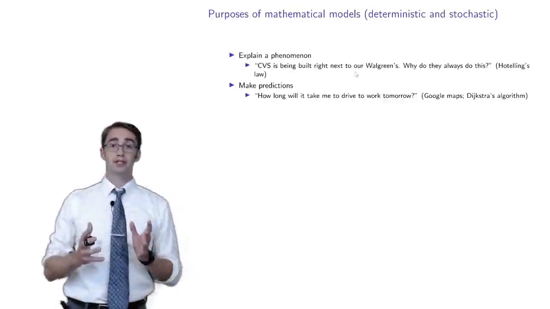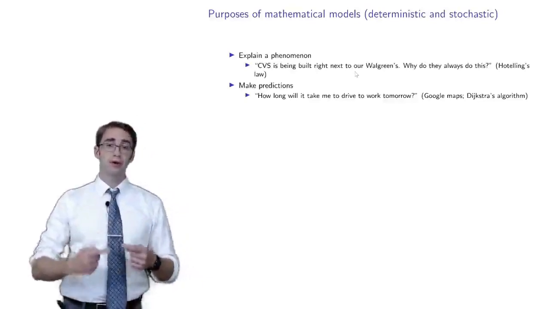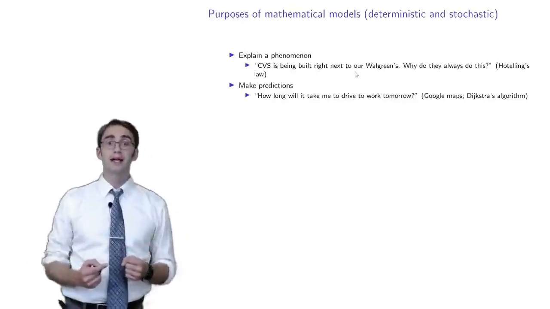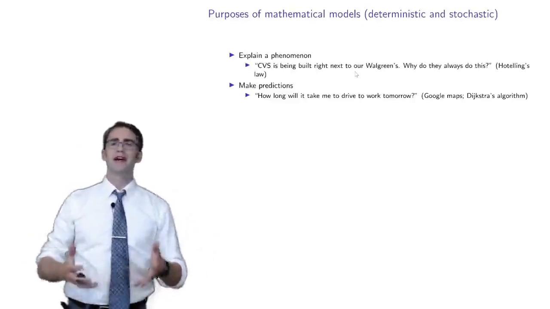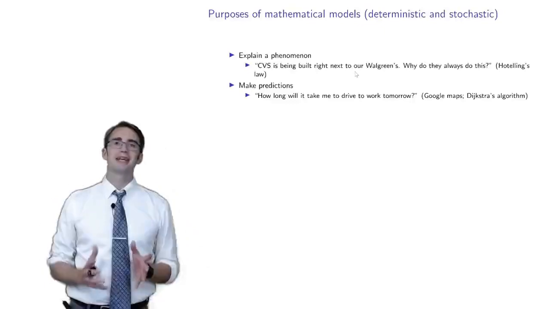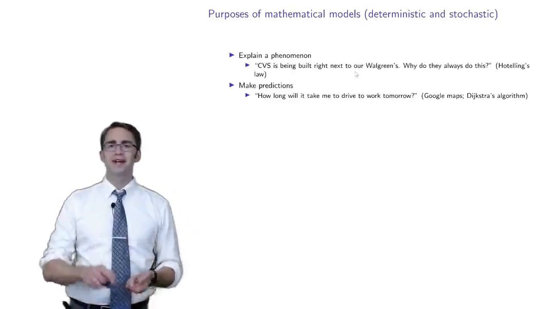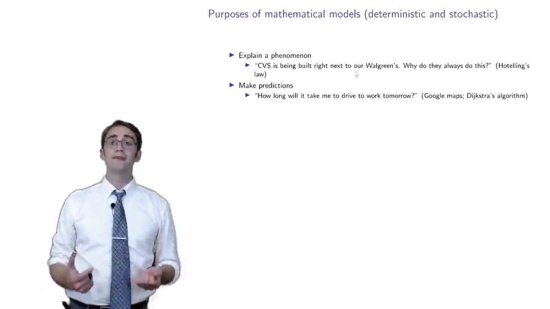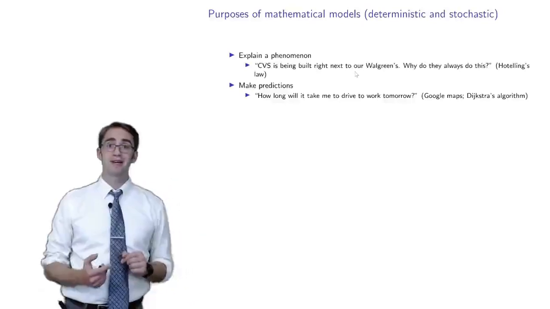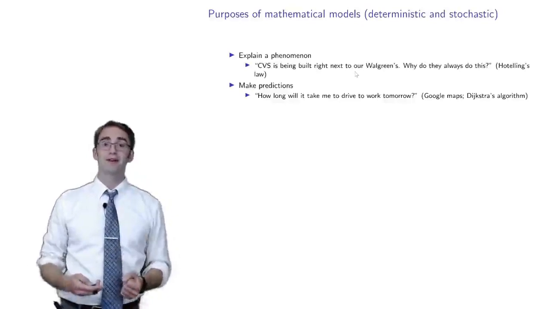You might want to make predictions. I might want to know, what do I think the future is going to be like? You might want to ask how long it's going to take you to drive to work tomorrow. Then you'd fire up Google Maps. There's a whole lot of complicated math that goes under that. You'd have to find what the shortest path is. You'd have to estimate how long you think things are going to take. That would probably be a stochastic model because you're predicting something that you don't know about.